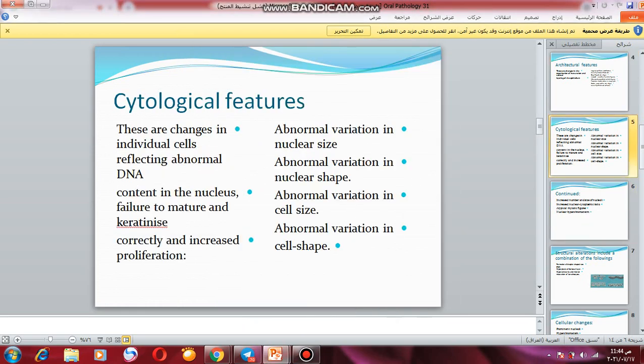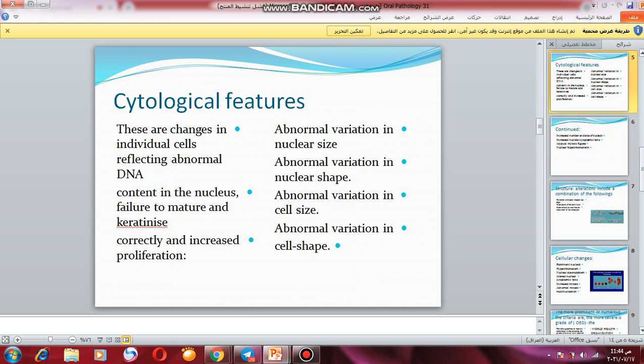We have cytological features اللي لها علاقة بالسيل نفسه. We know that neoplasia, there is abnormality بال DNA. DNA, where is the DNA found? In the nucleus. So when there is abnormality بال nucleus, we have abnormal variation بال nuclear cytoplasmic ratio.